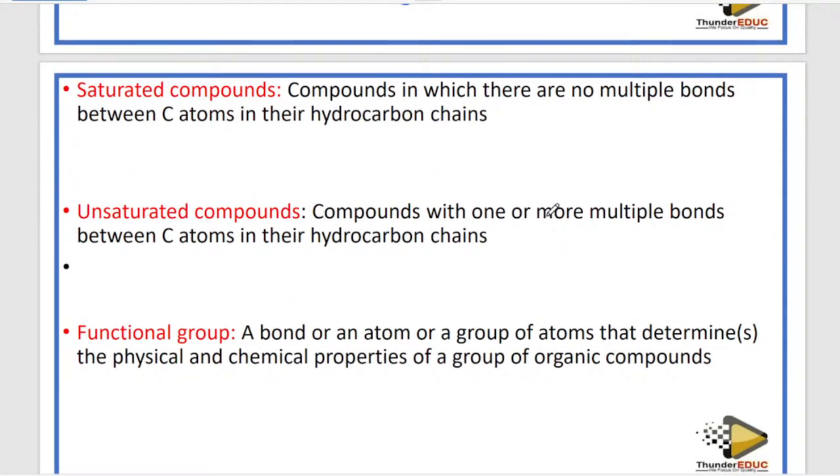Then we go to what you call saturated compounds. Luyanda, thank you very much. I think it's clear, ne?